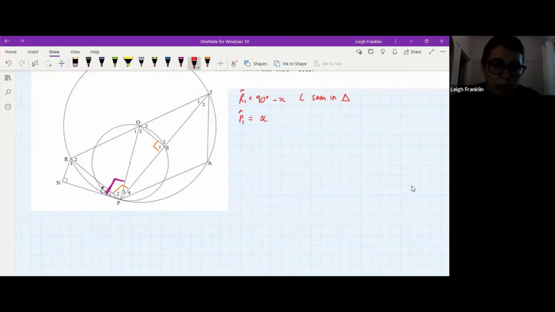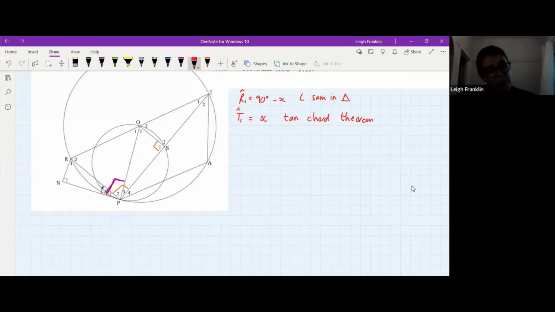So quite right. T1 is equal to X. That has been given to us. Sorry, what I wanted to write is that T1 is equal to X, because of the tan chord theorem. Well done. Can everybody see that?